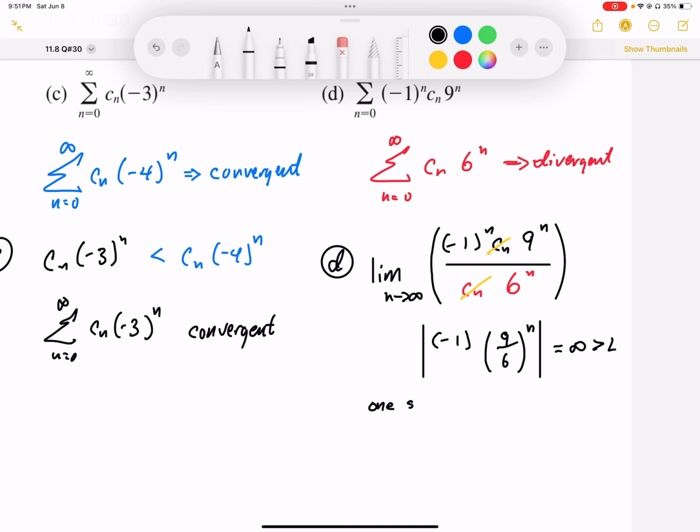So by one-sided limit comparison, it is divergent.